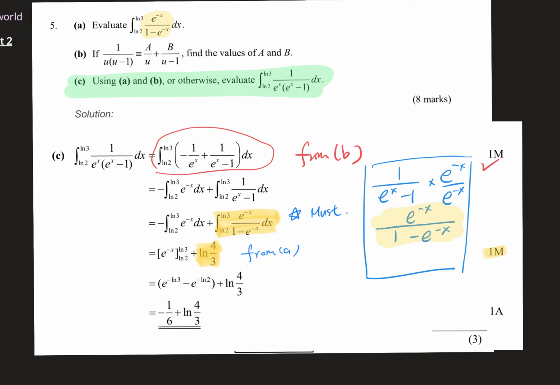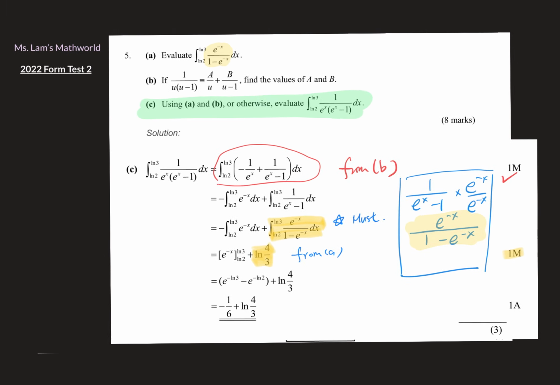You may argue, hey, Miss Lam, I think I can skip this part. However, we have to use the result of A. That means you have to at least show part A in your work of part C. Somewhere in part C will do. So after substitution, it should be just a piece of cake.